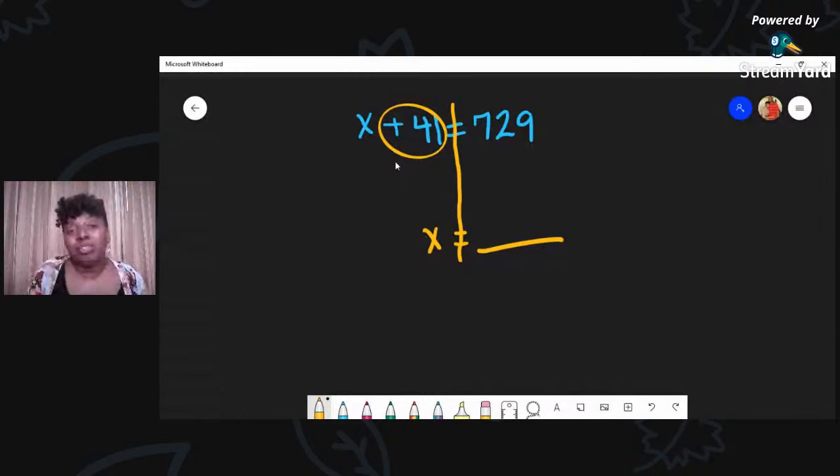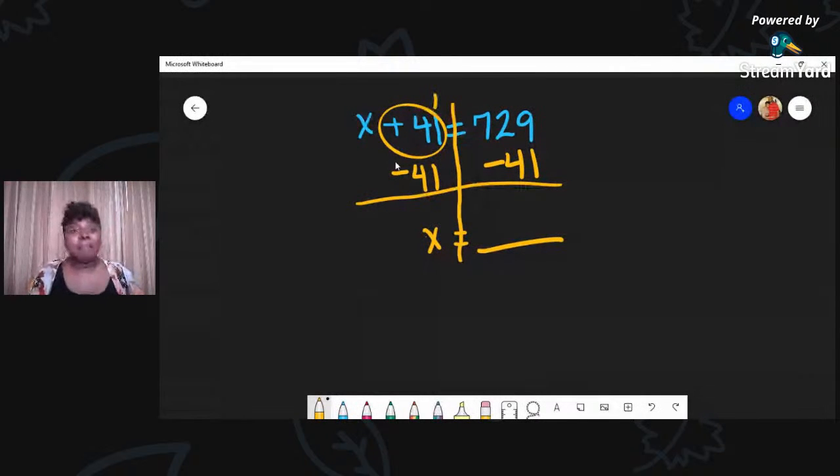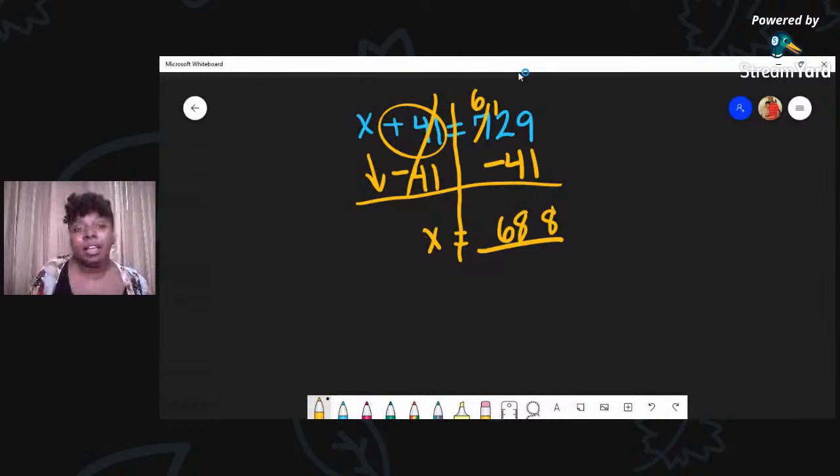So if I take away this 41 from the left side, all of a sudden my scale tips like this. I'm going to have to take away 41 from this side to make it even. Whatever I do to the left, I do to the right. I'm able to get rid of the 41 on the left side. I bring down my x and let's subtract. Okay, and so we get 688.